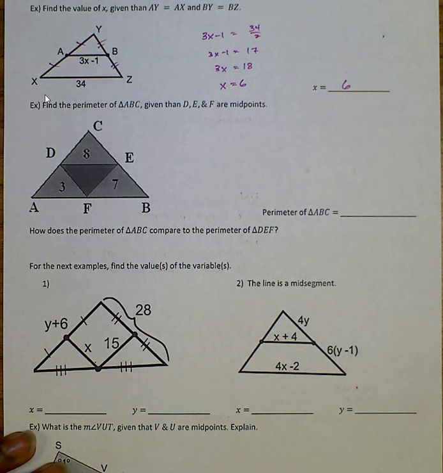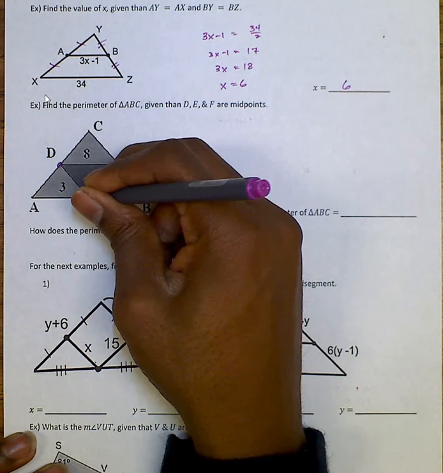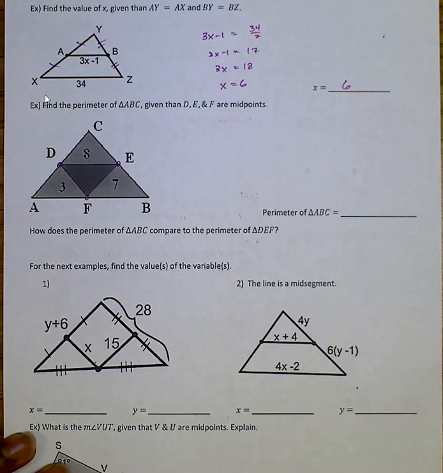Okay, and that's from knowing that the midsegment is half the length of the third side it is parallel to. All right. The next example says find the perimeter of ABC given that D, E, and F are midpoints. So here, D, E, and F are midpoints. They told us that, so no more thinking about that.